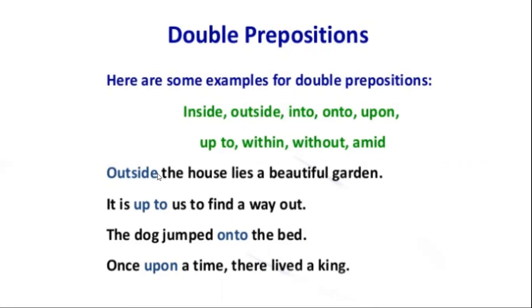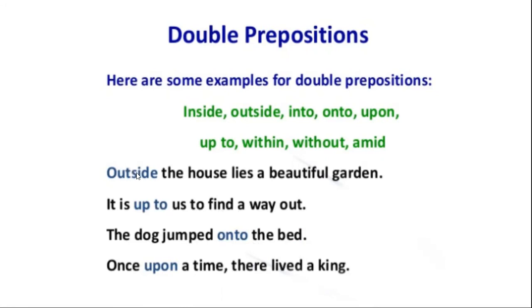For example, outside the house lies a beautiful garden. It is up to us to find a way out. The dog jumped onto the bed. Once upon a time, there lived a king.